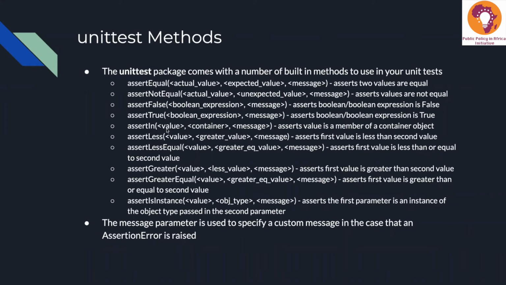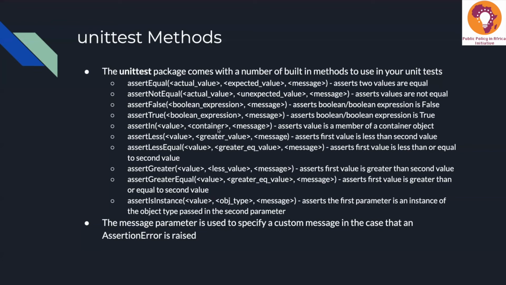Assert in. So with assert in, we have a value, and then we have a container. Say we have the element 1, and then we have a list that contains numbers. This asserts that the value is a member of a container object. So if we wanted to assert that the value 1 is in a list, we can do that. The first argument would be the value that you want to make sure is in the list that you're passing as the second argument to assert in.